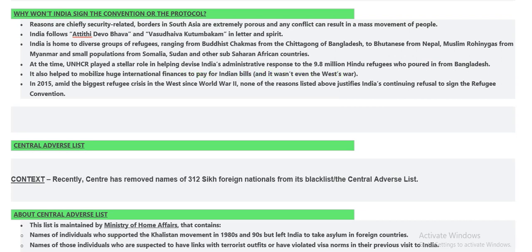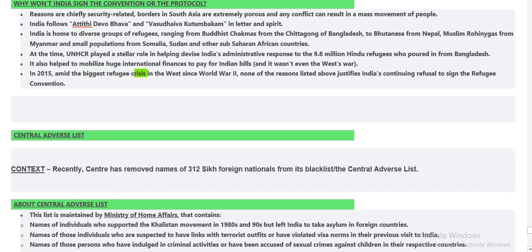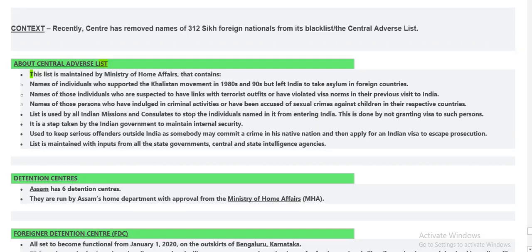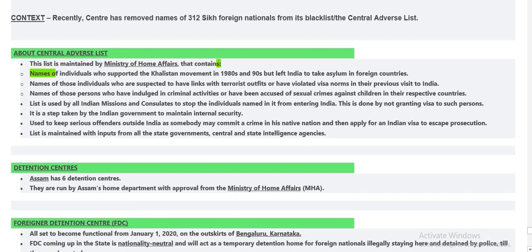At the time, UNHCR played a stellar role in helping devise India's administrative response to the 9.8 million Hindu refugees who poured in from Bangladesh. It also helped to mobilize huge international finances to pay for Indian bills, and it wasn't even the West's war. In 2015, amid the biggest refugee crisis in the West since World War II, none of the reasons listed above justifies India's continuing refusal to sign the Refugee Convention.